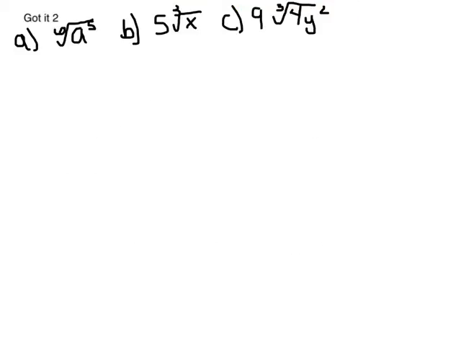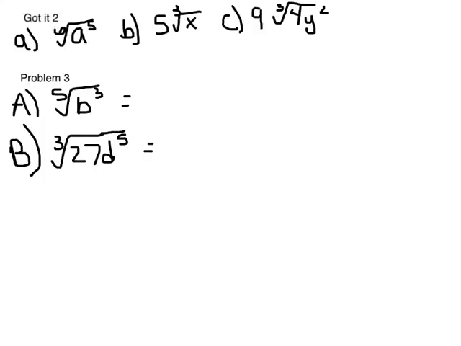Alright, for got it 2, a, you should have gotten the 6th root of a to the 5th. B is 5 times the 3rd root of x. C is 9 times the cube root of 4y squared. If you had any trouble with those, go back and look at the book's example, rewatch the video so far, and if you're still stuck, make sure to ask me questions when you come to class tomorrow.